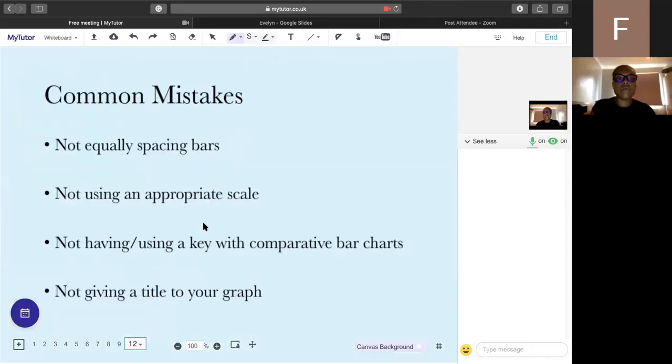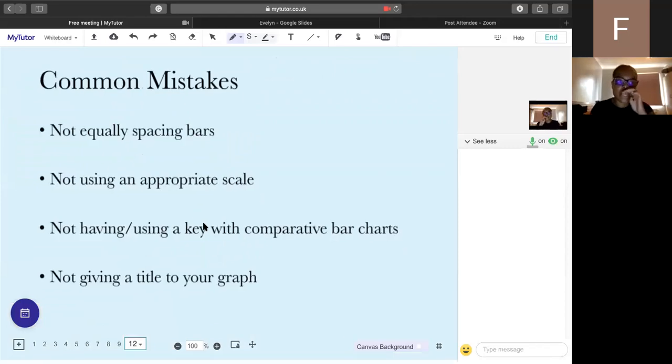Now, common mistakes people make with bar charts is not equally spacing their bars, not using appropriate scales, not using a key with comparative bar charts, and not giving a title to your graph. So always remember to do all of these things. Otherwise you will lose marks.